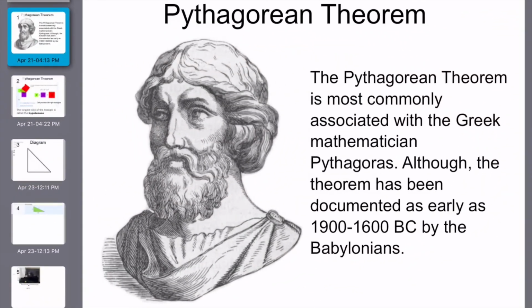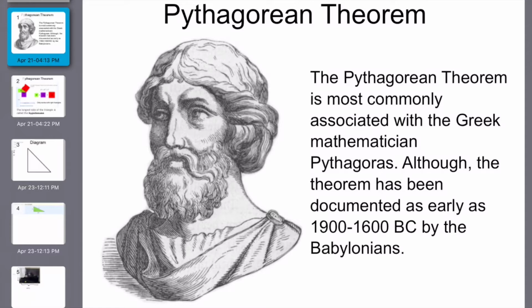Today we're going to be talking about the Pythagorean Theorem. Now we're going to go into the background just a little bit because it's actually kind of interesting. The Pythagorean Theorem is most commonly associated with the Greek mathematician Pythagoras, the guy who's on our left here. But there's a bit of controversy because there's some evidence that the Pythagorean Theorem has been documented as early as 1900 to 1600 BC by the Babylonians. So I'm going to leave this one up to you. What do you think? Do you think Pythagoras was the one who discovered it and made it popular, or do you think the Babylonians made it popular? Keep in mind the Babylonians were way before the Greeks, so let that be up to you.